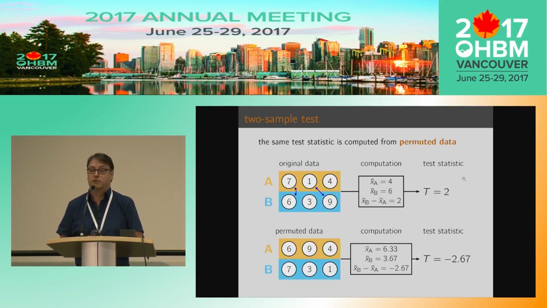If we perform these exchanges, we get permuted data. So now in group A we have 6, 9, 4, in group B 7, 3, 1. Now we do exactly the same as before: computation of the test statistic, the mean per group and the difference of the group means.